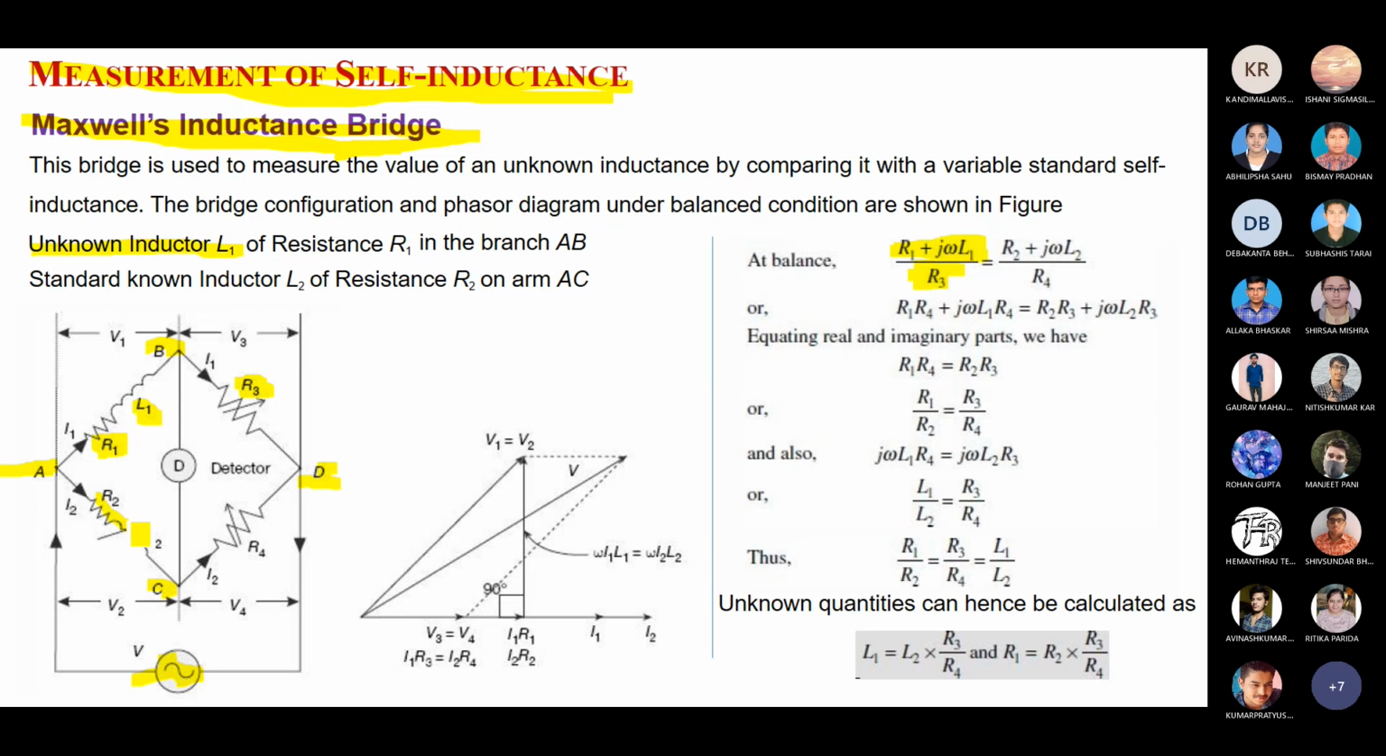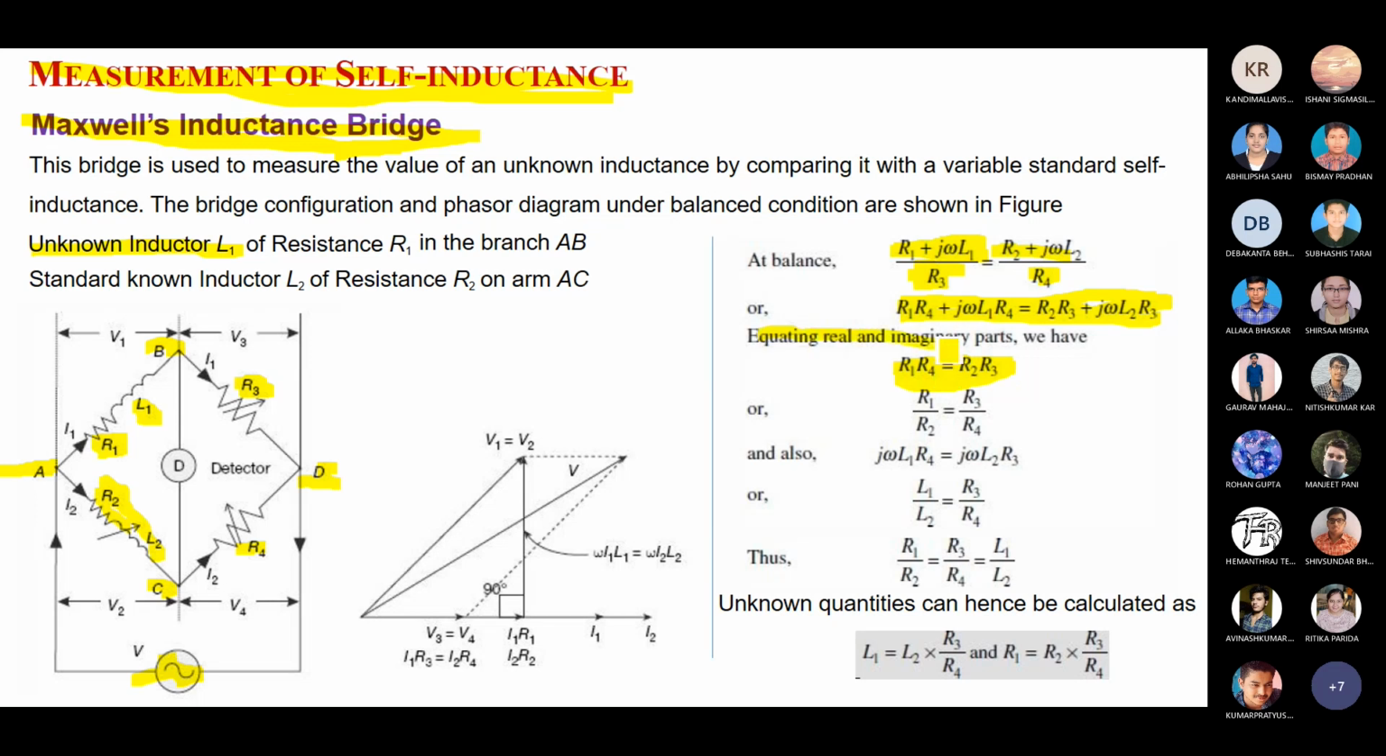Z2 equals how much value? R2 plus j omega L2, whole divided by Z4. Z4 is only resistance. Now you are cross multiplying. Cross multiply, you will get the expressions. You know the identity from your plus 2 level, that's very simple. For identity, we are comparing the equivalent portions. Here we are comparing the real part. So the real part is R1 R4 and R2 R3. So we are equating R1 R4 equal to R2 R3.